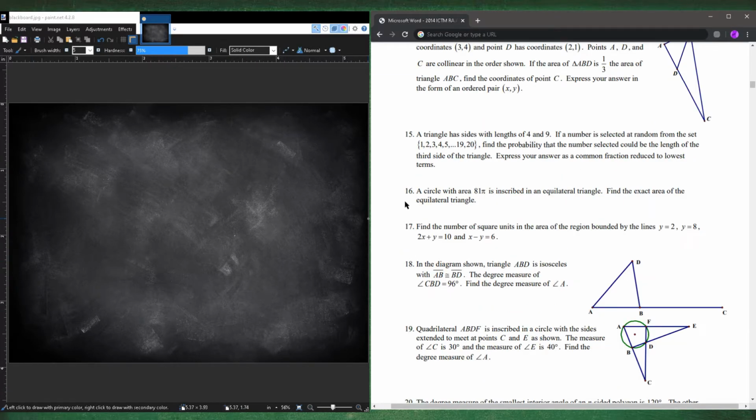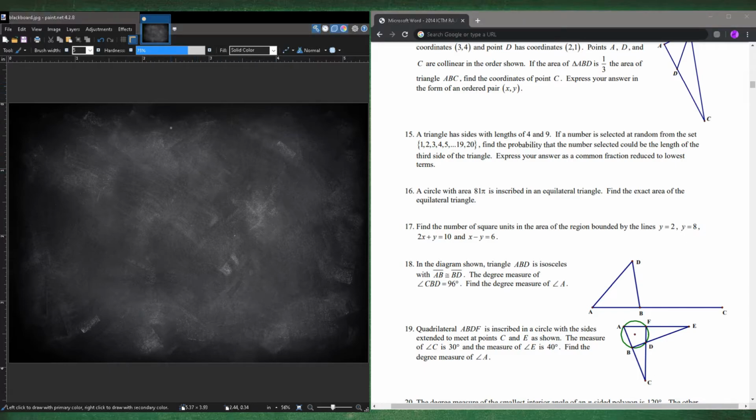Number 15, a triangle with sides with lengths of 4 and 9. If a number is selected at random from the lengths 1, 2, 3, 4, 5, 9, and 1 to 20, find the probability that the number could be a length of the third side. So the rule is that the two small sides have to be bigger than the large side. So the three combinations are x, 4, 9, or 4, x, 9, or 4, 9, x, right, in order.